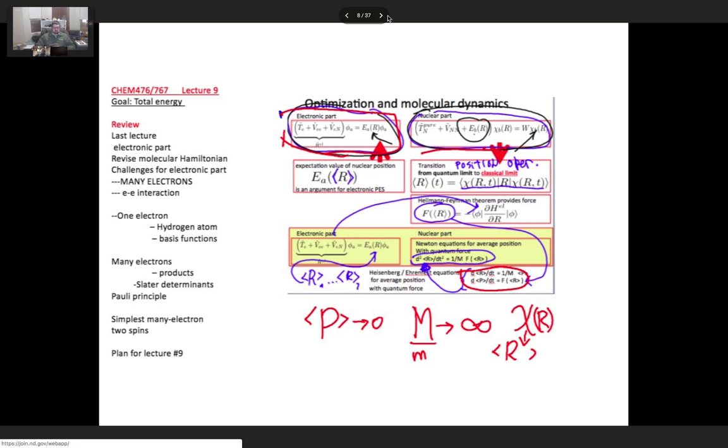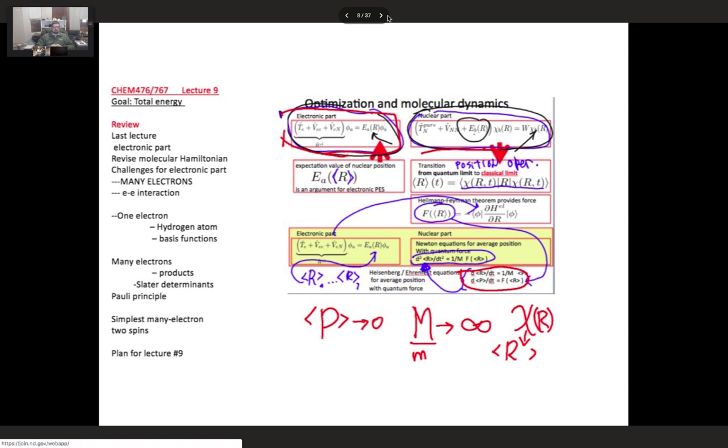So the main achievement that we've made through the last month is that we separated electronic and nuclear degrees of freedom, and we already got an idea how the optimization of geometry works and what one should and could do with nuclear degrees of freedom: neglect quantum properties and either optimize geometry or run molecular dynamics. So right now we are looking at the equation on the top left for the electronic part.